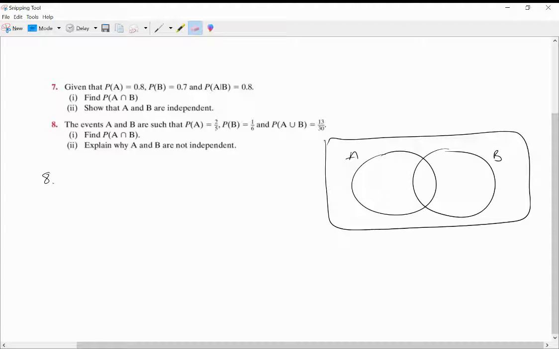Now, on to question 8. The events A and B such that the probability of A is 2/5, the probability of B is 1/6, and the probability of A union B is 13/30. Find the probability of A intersection B.